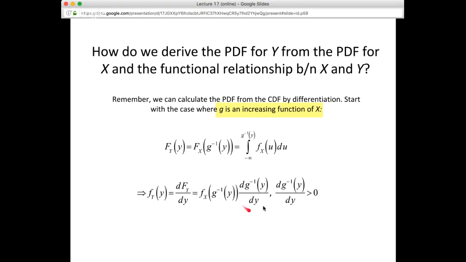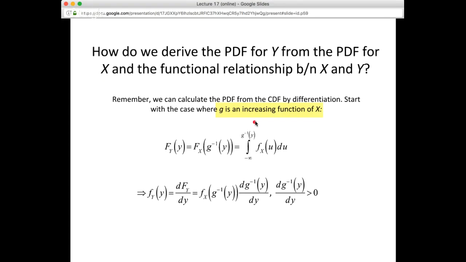And then we're taking that times the derivative of that upper limit, g inverse of y, with respect to y. And this result, that the PDF for y is just equal to the PDF for x evaluated at g inverse of y times the derivative of g inverse of y with respect to y, is going to be valid only in the case where the derivative with respect to y of g inverse of y is greater than 0, which is exactly the same thing as saying that g is an increasing function of x.